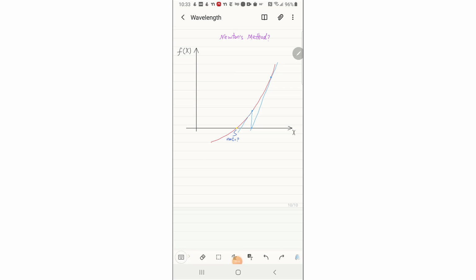And if you continue the iteration, you get closer to the root of the red curve, and finally you find the root of the nonlinear equation after a few iterations. That's the fundamental of Newton's method. So next I'm gonna show you how to derive the relationship for Newton's method, which we need to use in our calculator.